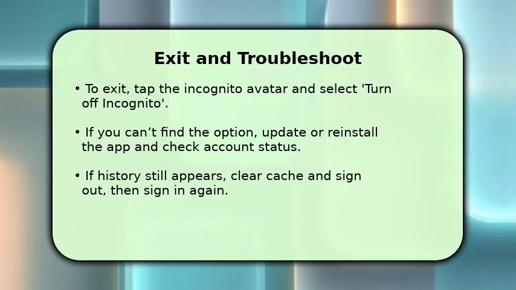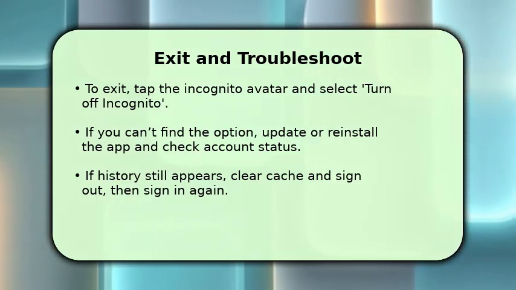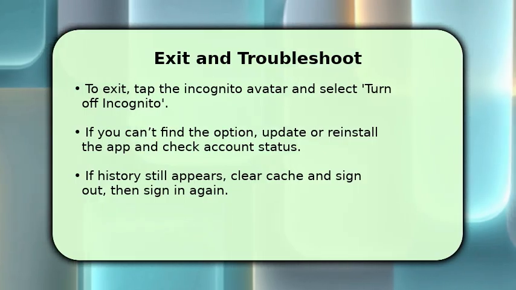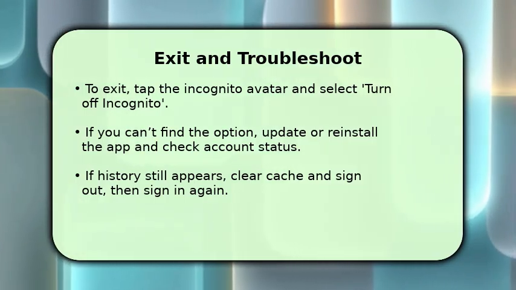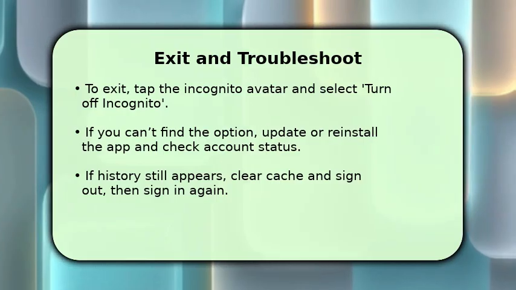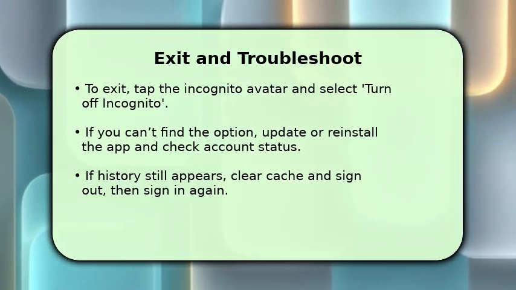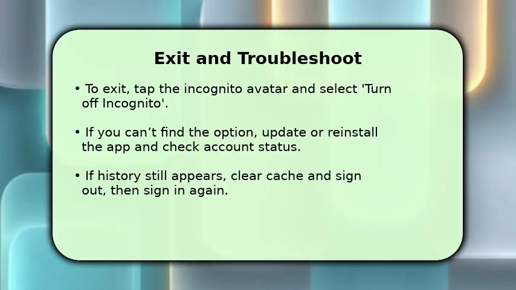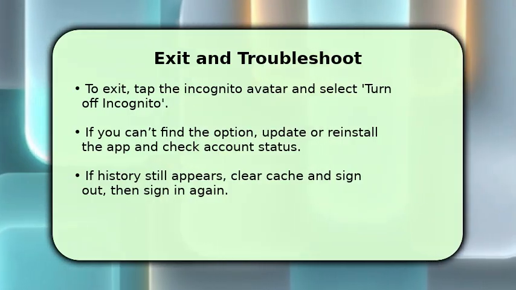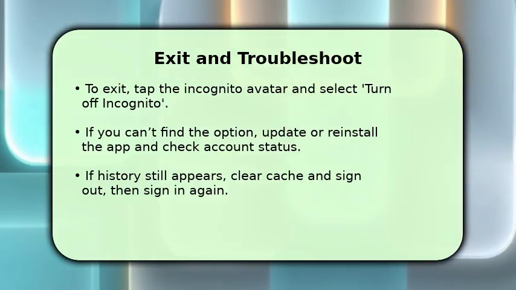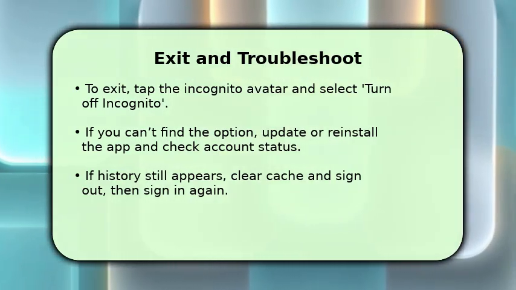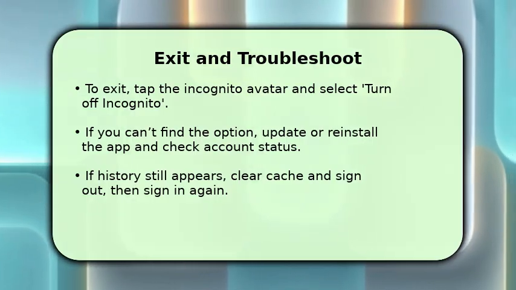If the option isn't visible, update or reinstall the app and confirm you're signed into a standard account, because some managed accounts block Incognito. If you notice history still logging, clear the app cache and sign out, then sign back in. That often resets the state. One quick troubleshooting tip: restart the device after reinstalling to ensure the new settings take effect.